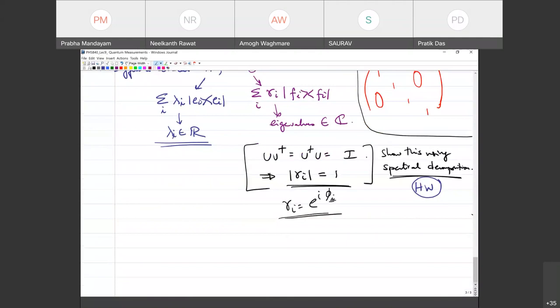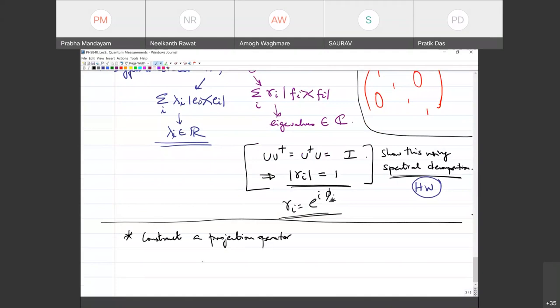So one last thing, let me just state this: in any dimensional Hilbert space, you can construct a projection operator for any state. A rank one projection operator for any state.